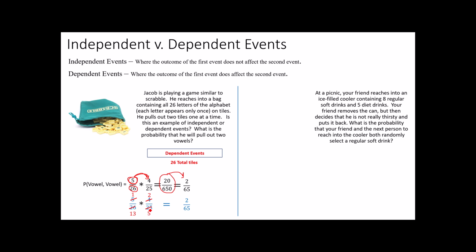One last problem. At a picnic, your friend reaches into an ice-filled cooler containing 8 regular soft drinks and 5 diet drinks. Your friend removes the can but then decides that he's not really thirsty and he puts it back. That phrase right there, he puts the first can back, is very important because it tells us these events are independent. They will not affect each other. What is the probability that your friend and the next person to reach into the cooler both randomly select a regular soft drink? All right, we're looking at the probability of regular soft drink followed by a regular soft drink.